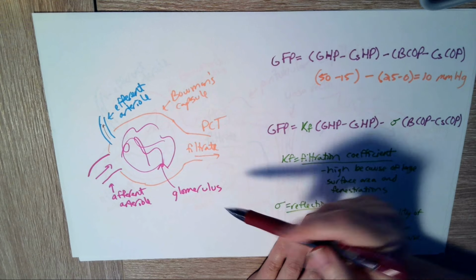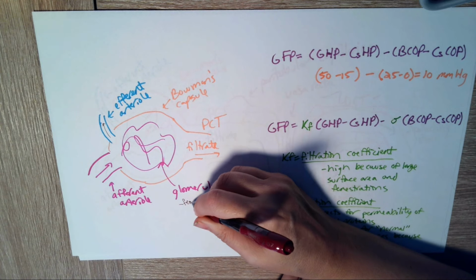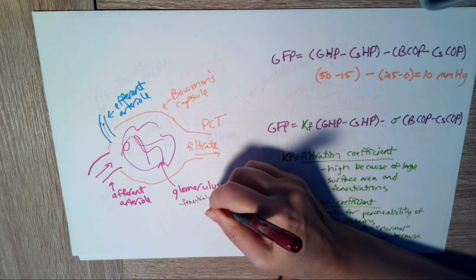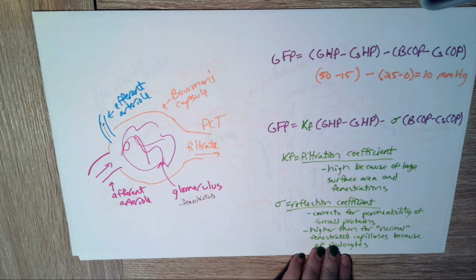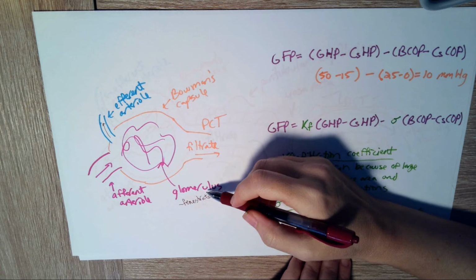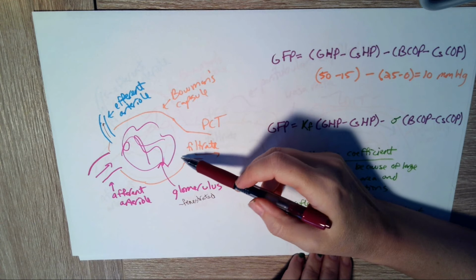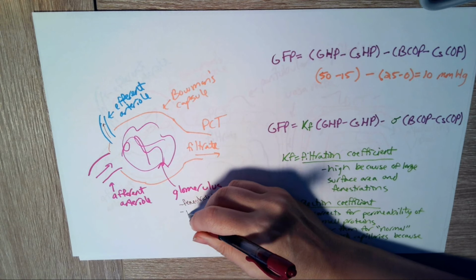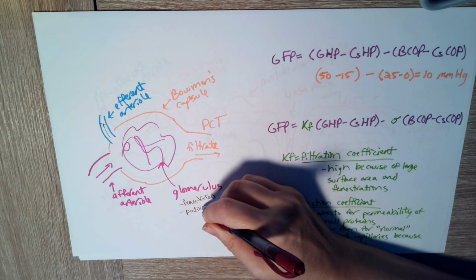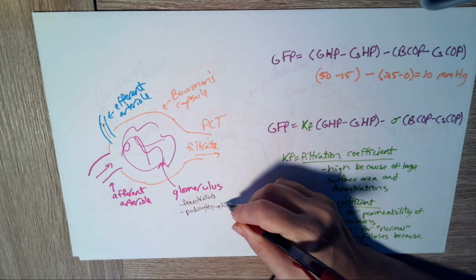So the glomerulus is just a ball of capillaries, and these are fenestrated capillaries, which means they have little holes in them. And normally that would mean that small proteins could get out. But we don't want to urinate away our small proteins. That's not a good idea. So we have cells that cover those fenestrations, and they're called podocytes. And they form what are called filtration slits.